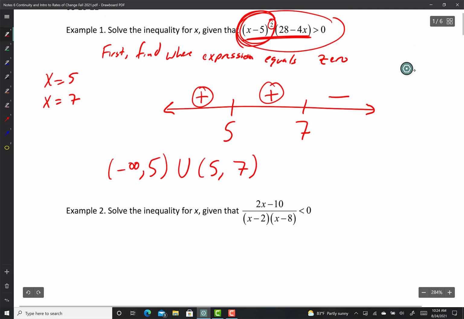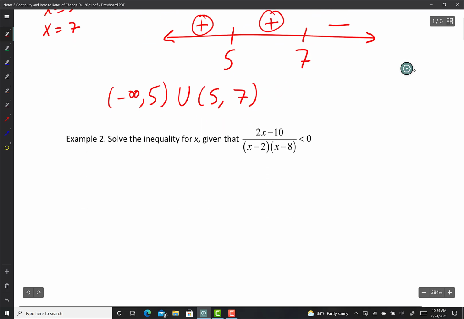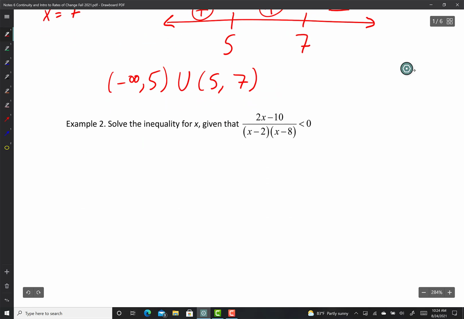All right. So now look at this one. This one's a rational function. You guys ready? So remember, I'm going to find where this rational function is either 0 or undefined. Cool? All right. So I am 0 when x is equal to 5. Does everyone know how we got that? 2x minus 10 equals 0. 2x equals 10. x equals 5.